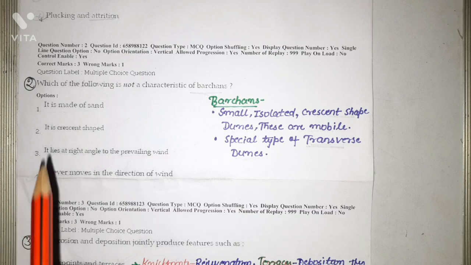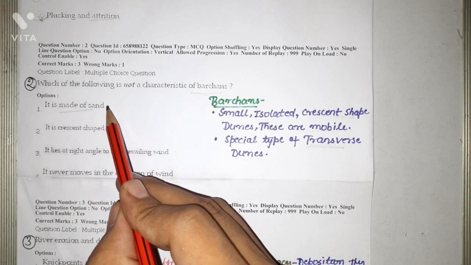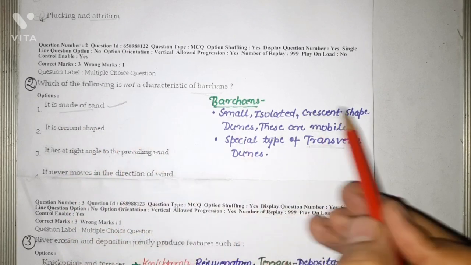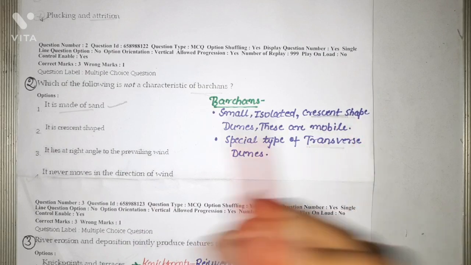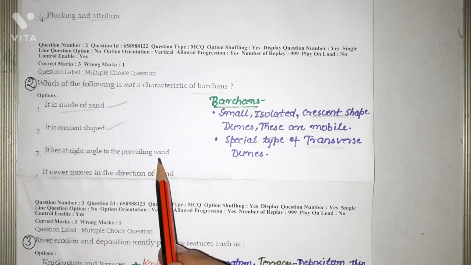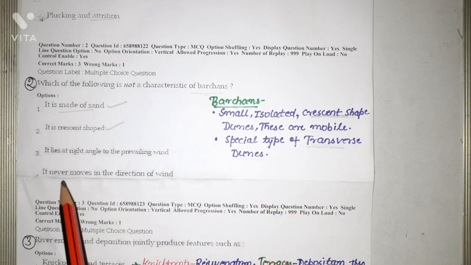Now, coming to the options, first one is it is made up of sand. Yes, this is a characteristic of barkans because barkans are sand dunes. It is crescent shaped. This is also involved in the definition of barkans, that is, these are crescent shaped. So this is also a characteristic of barkans. Now, next is it lies at right angle to the prevailing wind.